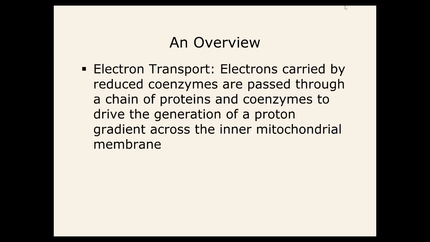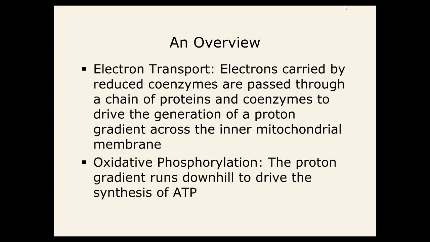Okay, so electrons are carried by a series of coenzymes, then they're passed through a chain of proteins, and this drives the generation of what's called a proton gradient. So all that sounds really difficult. This is just an overview, and I'll show you some pictures here in a moment. The proton gradient then runs with its concentration gradient to drive the synthesis of ATP.